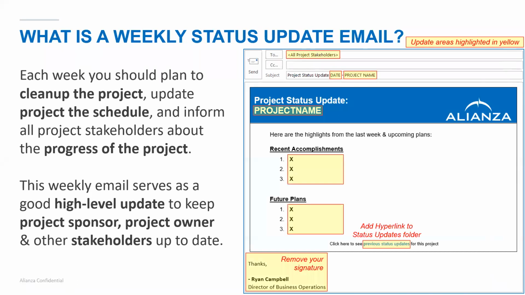And on this one, you want to update, add all the pieces in there, add your accomplishments, remove your signature at the bottom, because whenever you do a template, it adds it to the bottom, but it doesn't work on this setup. And add a hyperlink to a status updates folder if you're going to keep track of them and use them for historical reference.